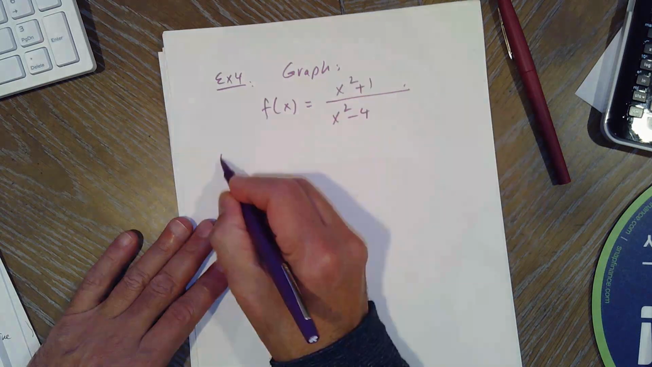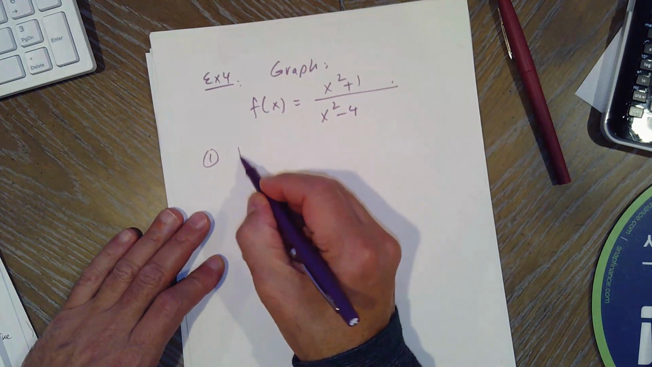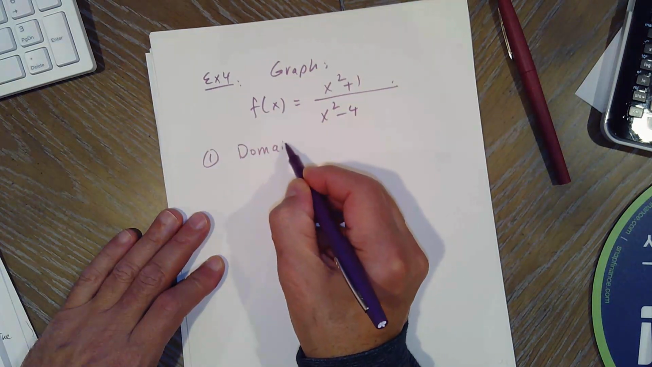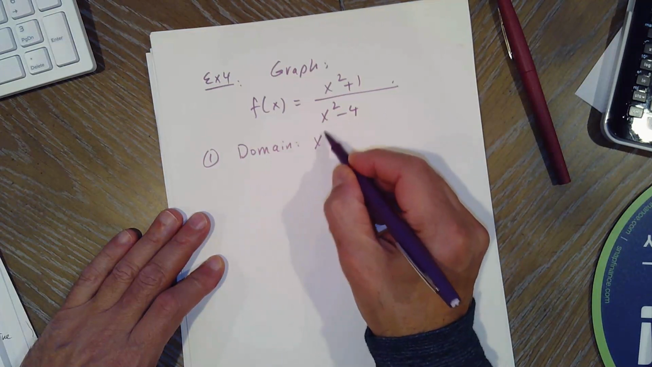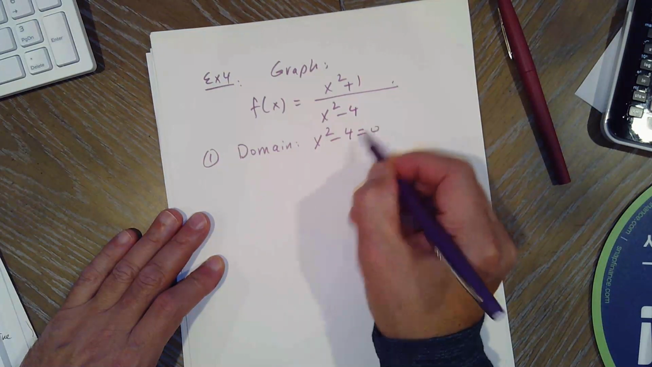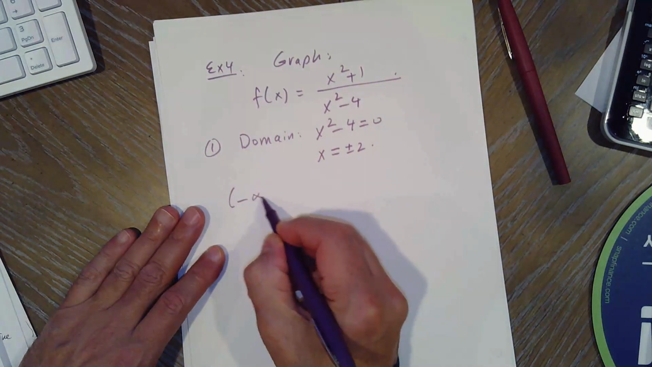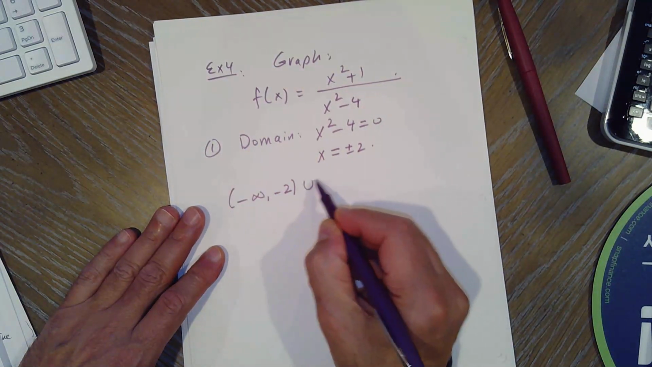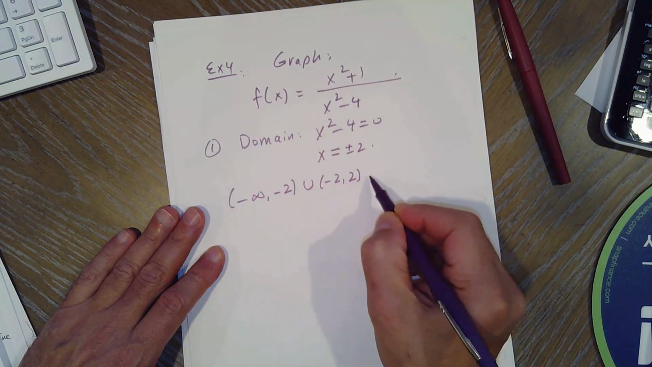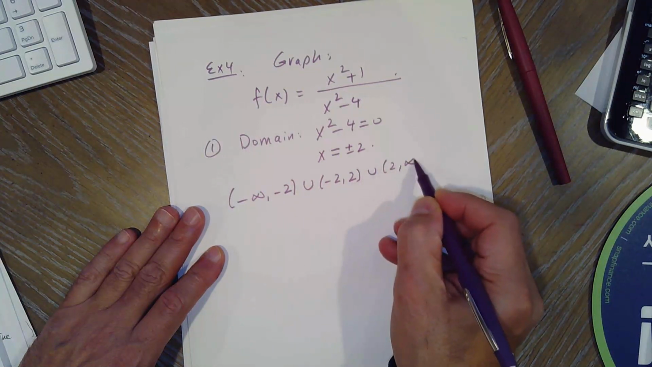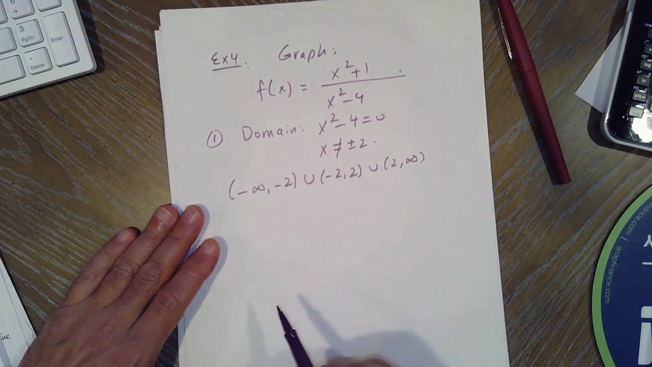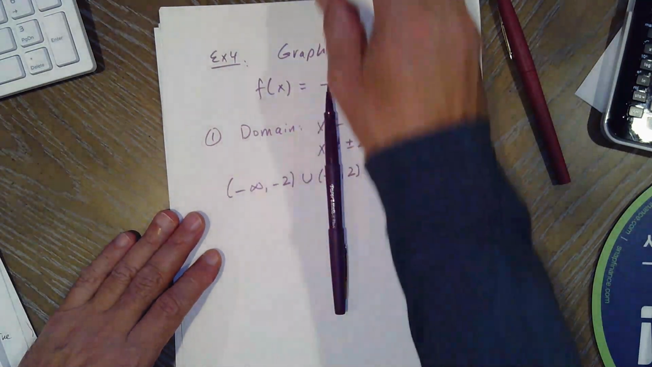So first, domain, again, is all real numbers except where the denominator equals 0. So x equals plus or minus 2, so it's negative infinity to negative 2, negative 2 to 2, union 2 to infinity. Okay, so all real numbers except 2 and negative 2.